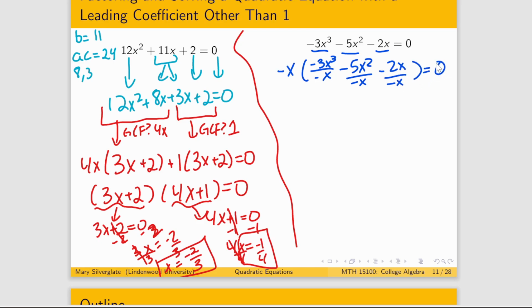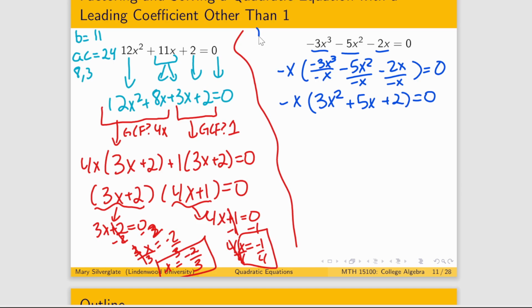This is sort of an optional middle step I'm showing. So negative 3x cubed divided by negative x leaves me with 3x squared. Negative 5x squared divided by negative x leaves me with a positive 5x. Negative 2x divided by negative x leaves me with a positive 2. And now I'm ready to factor this remaining part. I want you to pause the video actually and go ahead and try to factor this remaining part yourself.